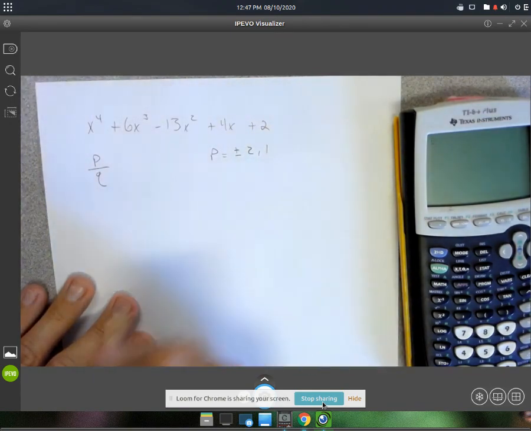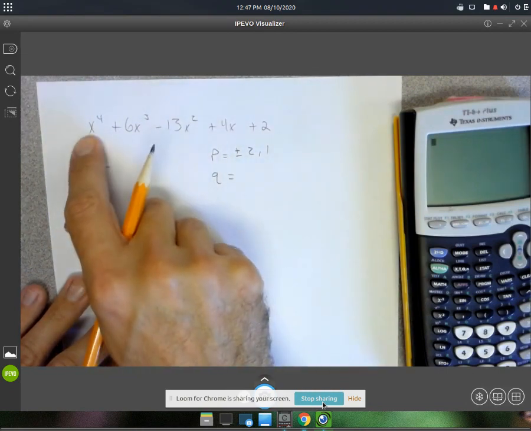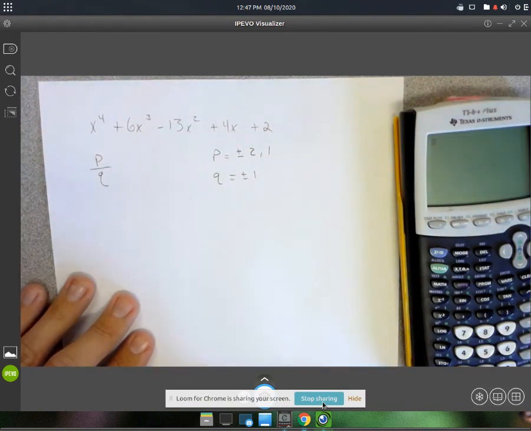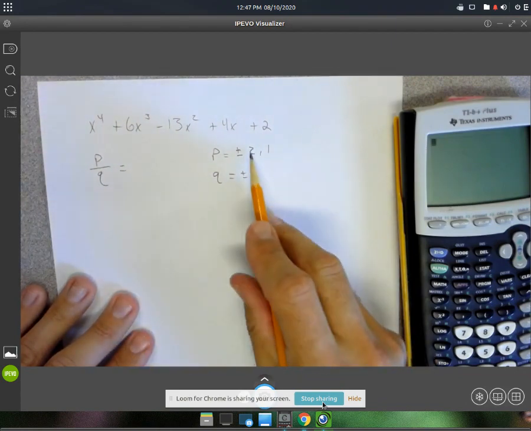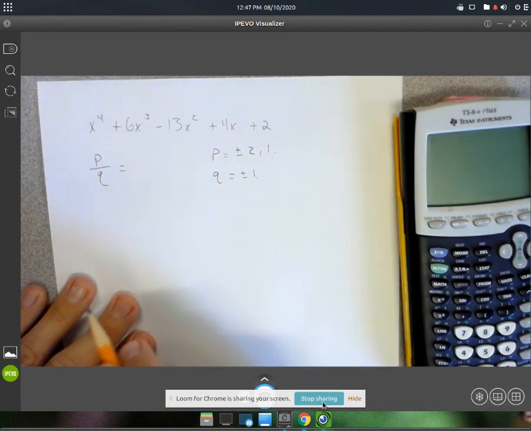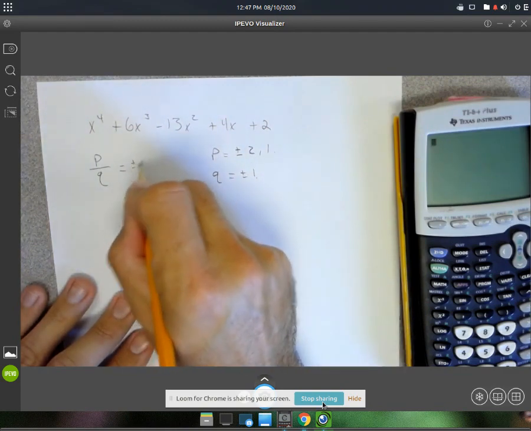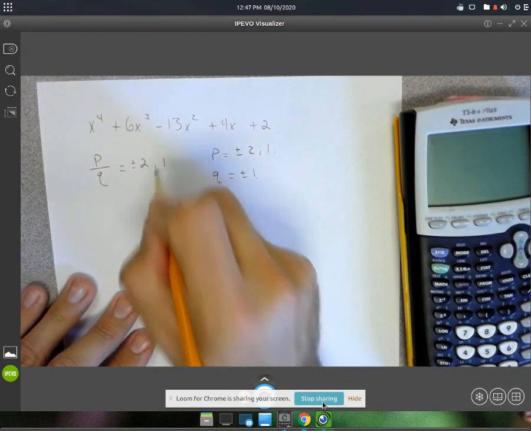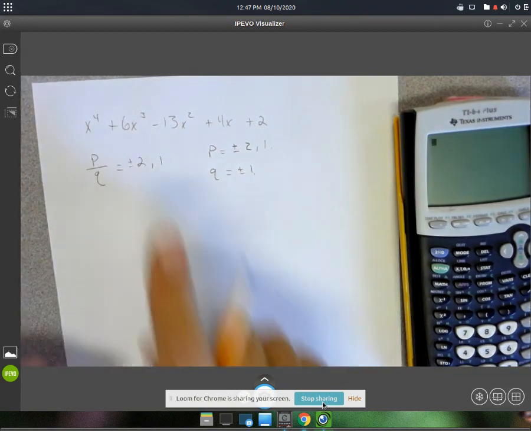Q are the factors of this term, which is just 1. So plus or minus 1. So the P over Q list is all of these over these, which is nice. There's no fractions. So it's 2 over 1, which is just 2, and then 1 over 1, which is just 1. So we really only have 4 options. This is kind of nice, right?